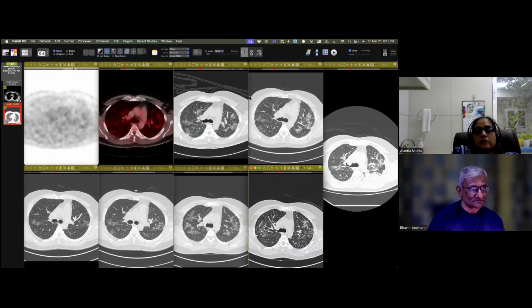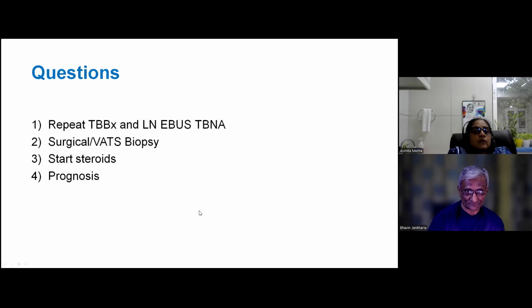Right. And so we did discuss with him this time about a repeat biopsy. He's quite frightened about that. But our interventional pulmonologist met him and suggested a repeat transbronchial biopsy with the lymph node and other EBUS TBNA. My question was whether we should proceed to VATS biopsy here, because we don't have a high volume cryo center in Mumbai. The easiest thing would probably be to start steroids. That's where we are. So, open to discussion.